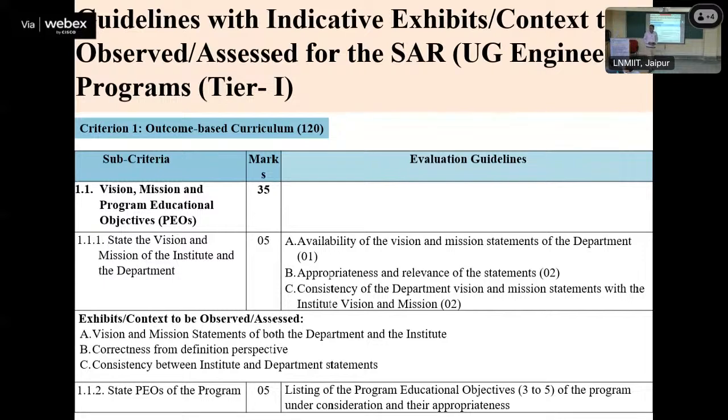NBA suggests 2 things. One is the question paper moderation. Second is the grade moderation committee. Here we have to mention the marks. Very low marks. How can you get marks?